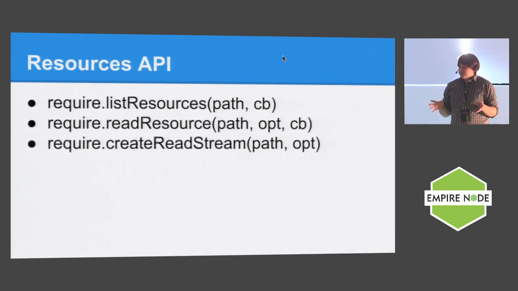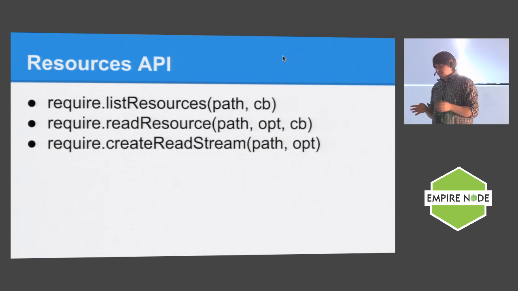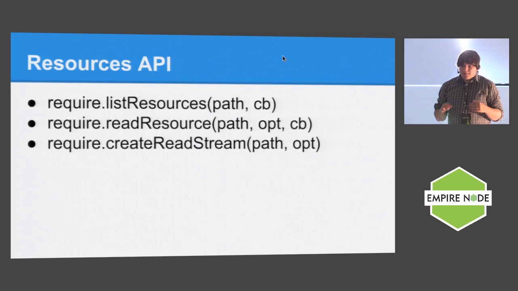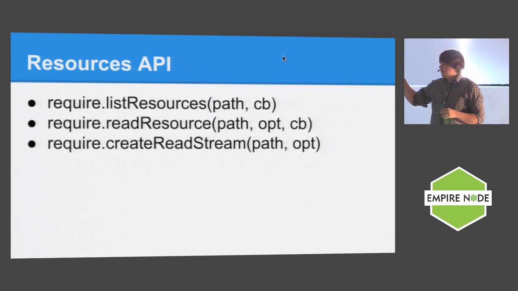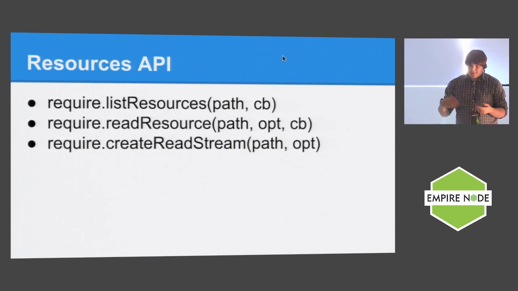So the resources API is pretty small. We want to keep it small. We want to keep it tight. So there are 3 forms of functions and their sync counterparts. You can list what resources are in a path. So if you're in an archive, you can list what's currently around the file you're executing. You can read files relative to where you are, just like require. And you can create streams for files in case you need a streams API.